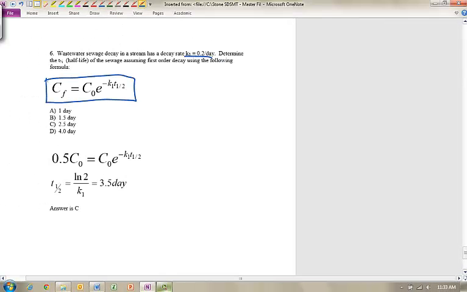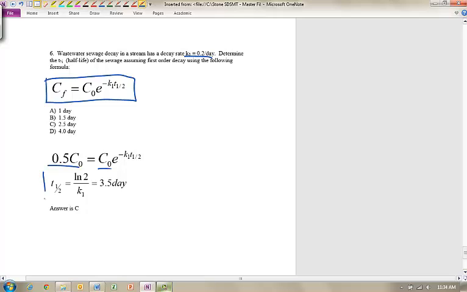Our last problem is looking at wastewater sewage decay in a stream with a decay rate K1 of 0.2 per day, and determine the half-life. This is using reaction rate coefficients or constants, and this equation would be provided in your FE exam reference formula manual. So what is the half-life? How long does it take for half of it to degrade? One clear and easy assumption is that C equals 0.5 C naught. So we're calculating the half-life of this: what's half the initial C naught concentration?